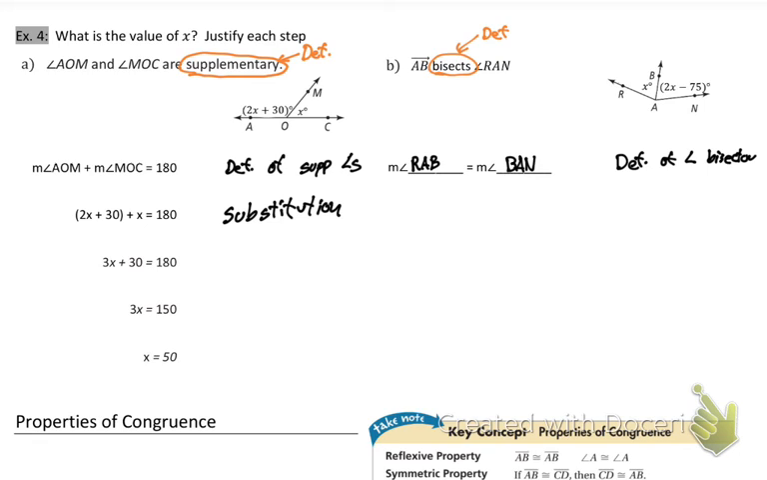Let's see how that works over here. What can I substitute the measure of angle RAB with? I have RAB. I want to substitute it with more substantial stuff if I can. What can I replace RAB with? We can replace it with x. So instead of that, we'll put x. Someone else, what can I replace BAN with? 2x minus 75. And once again, I use substitution.